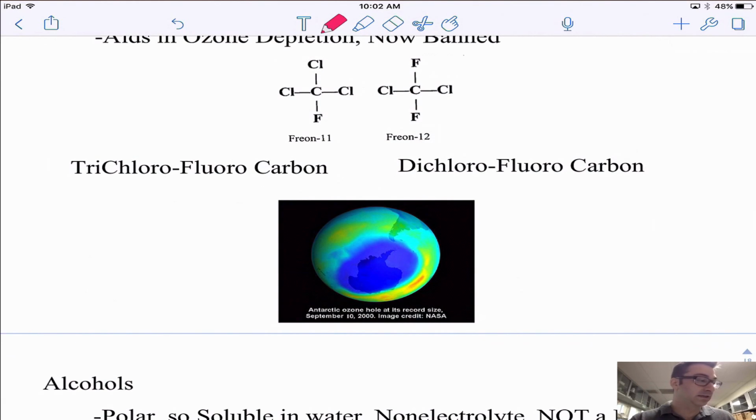And this map here shows that purple part over Antarctica. That was the size of the hole of the ozone layer. These compounds would react with the ozone and destroy it.